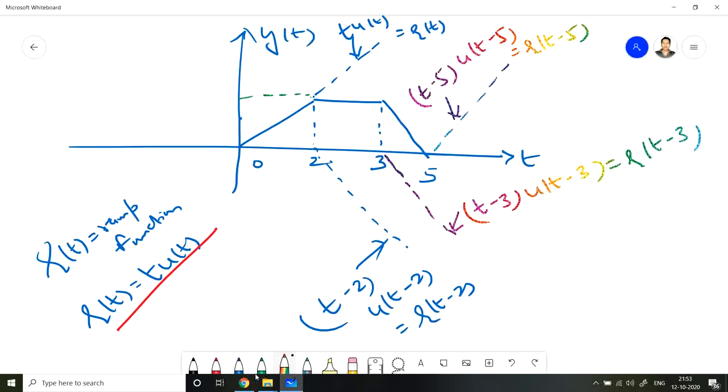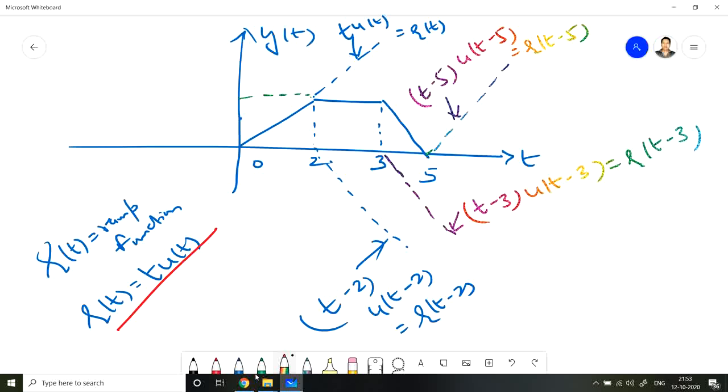Now at t equals to 2, there is another ramp, and the slope of this ramp is basically minus 1, so that we will get the flat slope here. And at t equals to 3, there is another ramp, so this slope will go to minus 1, and at t equals to 5, we have another positive slope. So this negative and positive slope will cancel out, and from t equals to 5 we will get the 0 slope. So this is the graph of y(t).